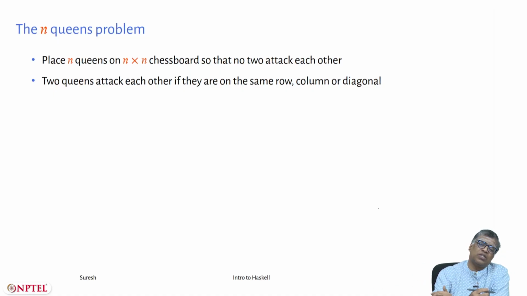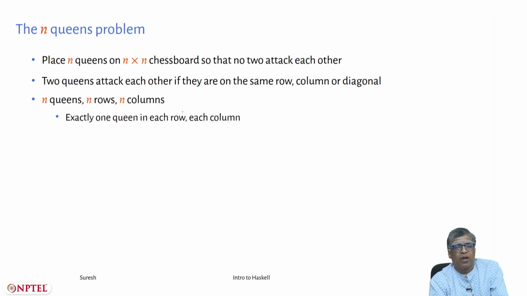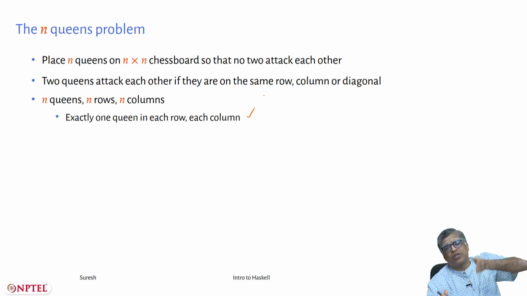But before that, let's concretize what we mean by attack. Two queens attack each other if they are on the same row, column or diagonal. There are n queens, n rows and n columns, with exactly one queen in each row and each column. This is needed because if you put two queens on the same row, clearly they attack each other. If two different rows have queens on the same column, definitely they attack each other.